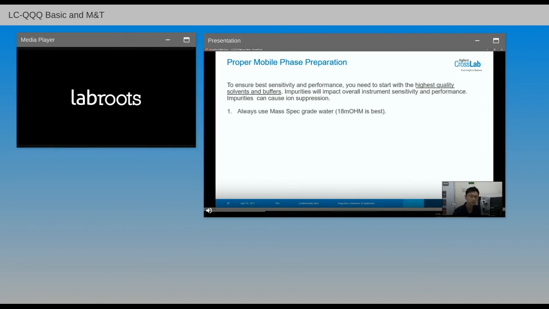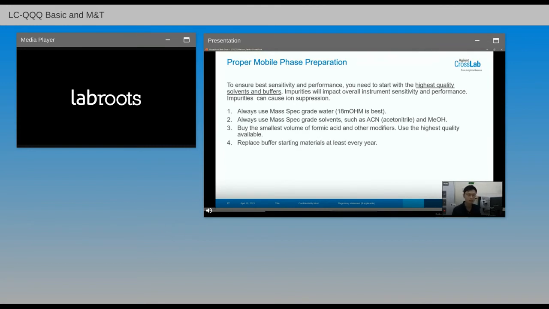So we always try to use mass spec grade water from the system, right? Always use the MS grade solvents or very clean solvents. Buy the smallest volume of the additives or reagents or other modifiers, and we replace the buffer starting materials at least every year. So this ensures that you can have a fresh buffer salt for preparation.